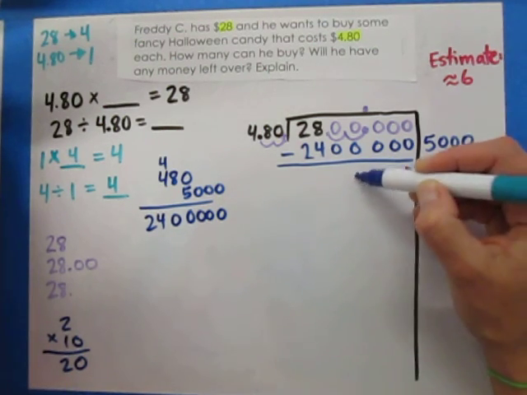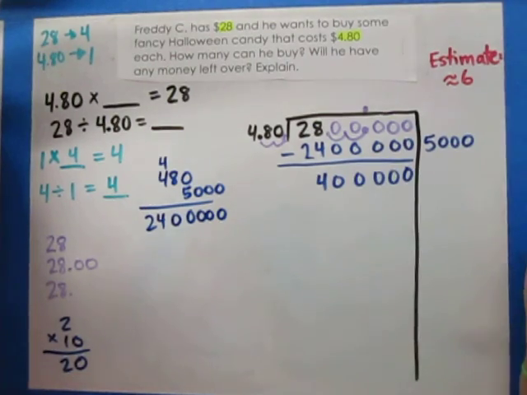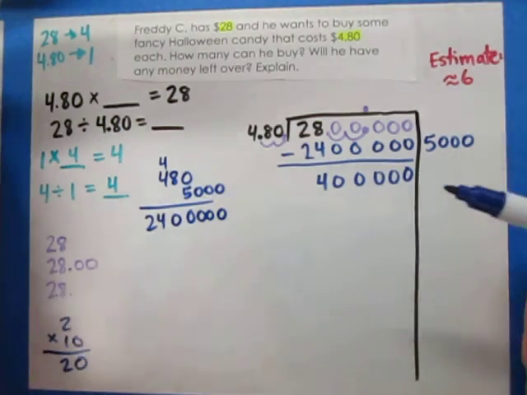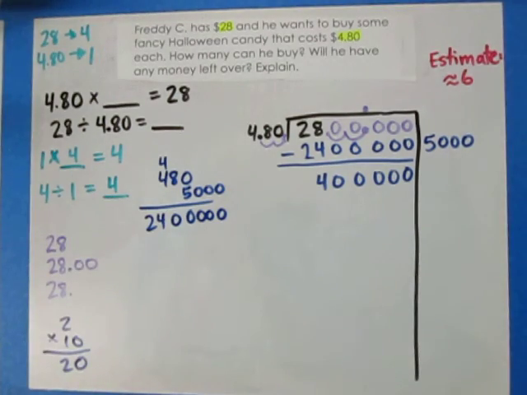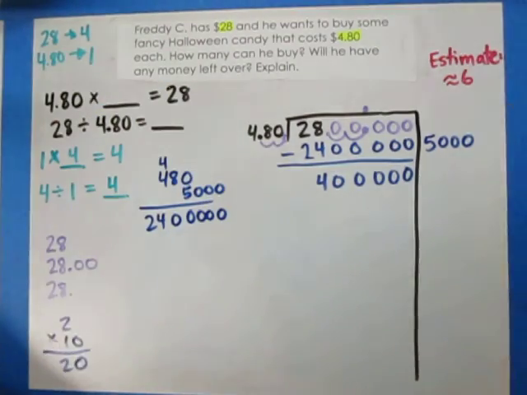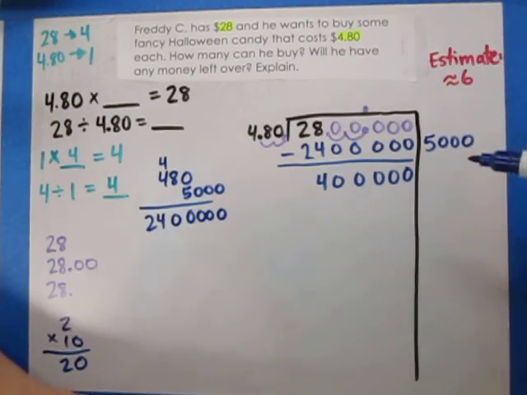8 minus 4, 2 minus 2 is 0. I'm not going to put a 0 there because I don't need to. A 0 in front of a number, if there's no decimal coming up anywhere, it's not going to make a difference. It's just going to make more numbers for me for no reason.